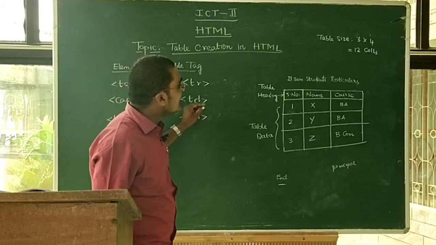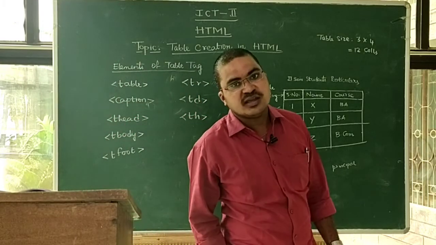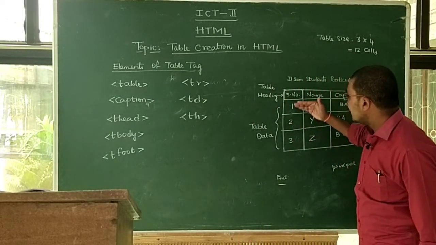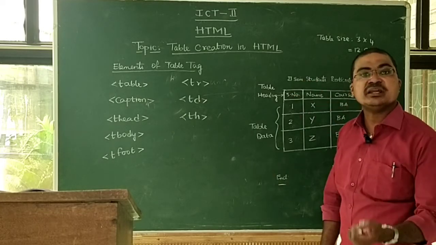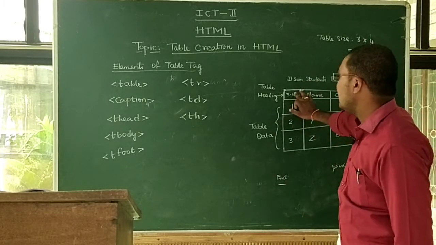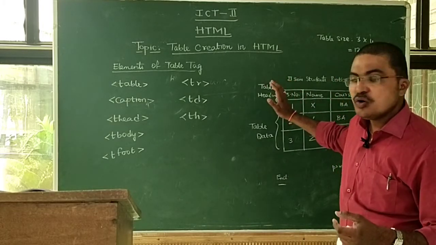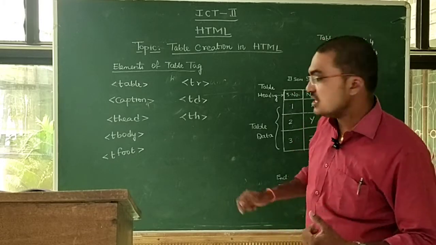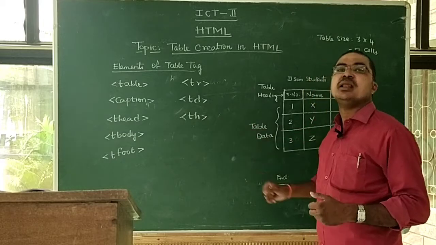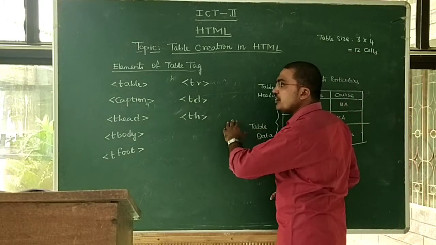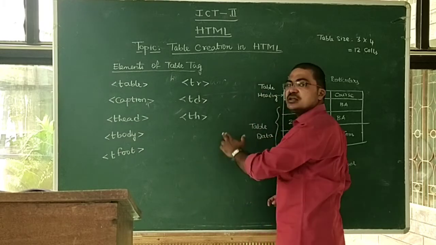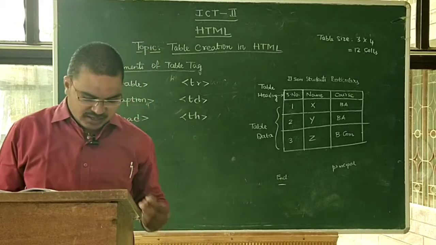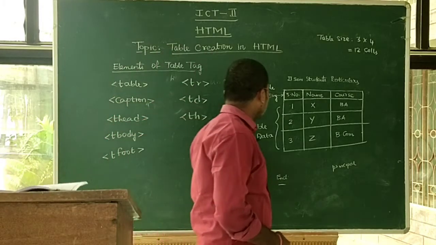What happens is the text appears in bold face. Do you know what bold is? Bold means comparatively darker, because the table heading should be highlighted. So with the help of the TH tag, the text appears in bold face. That's why TH is called table head. So these are all the very frequently used elements in the table tag. Okay, we can create a simple table in HTML with the help of these tags.